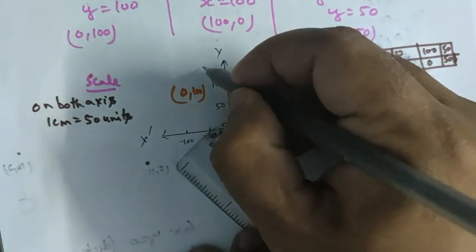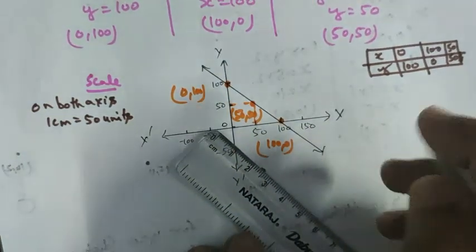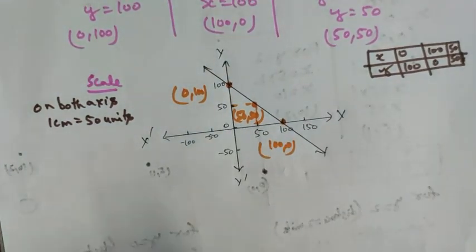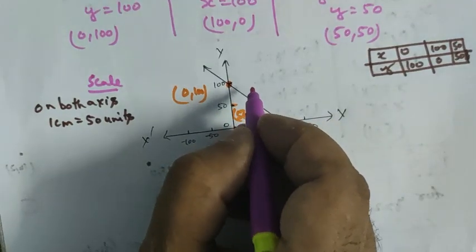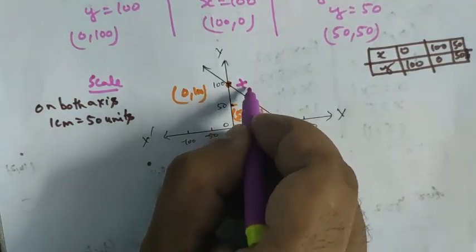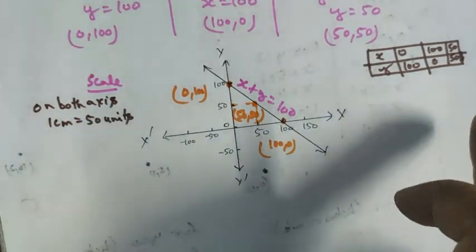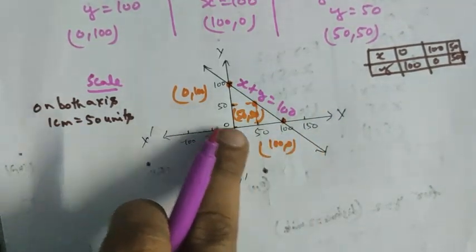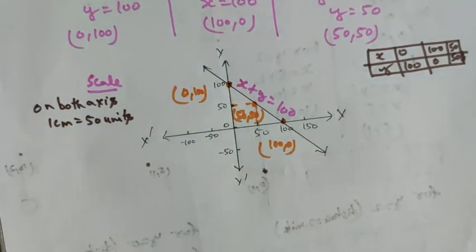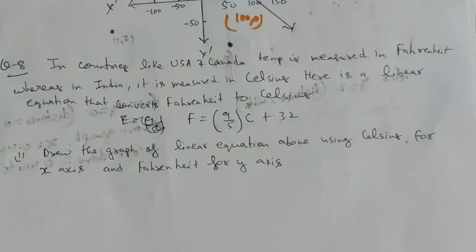Okay. And what else we have to do? We have to write the equation on this. So what was the equation? X plus y equals 100. Scale I've written, equation I've written, coordinates written, x dash y dash. So it is complete. So in question number 8, we are given an equation F equals 9 upon 5 times C plus 32.